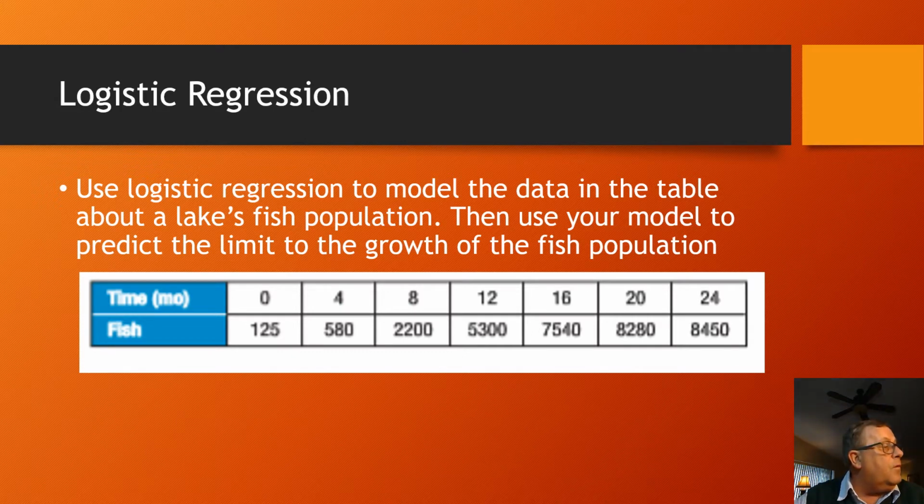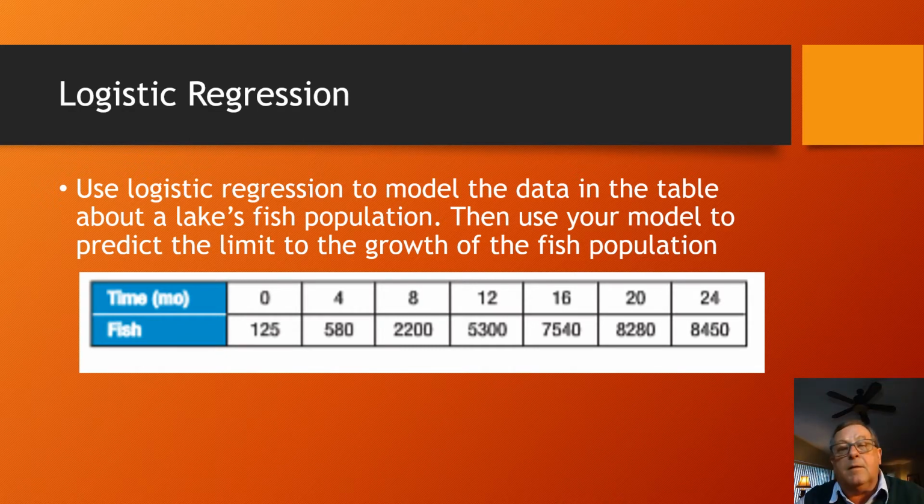Now, the formula for logistic regression would be, let's say, f of x is equal to c over 1 plus a times the natural base e raised to the exponent of negative b of x, where c is the limit of the growth, and a, b, and c are positive.